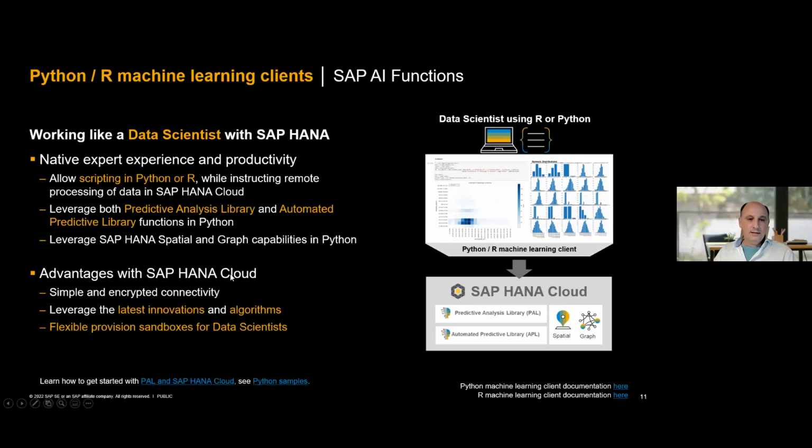This machine learning client in Python also adds spatial and graph capabilities, especially for importing graph data and spatial data or creating a graph workspace. And again, with these Python and R machine learning clients, it's very easy to connect against the HANA Cloud instance. You can always then leverage the latest innovations from HANA Cloud and algorithms. And we've also seen customers using HANA Cloud to provision sandboxes for data scientists as well. So there's a good match for the scenario by provisioning HANA Cloud instances for data scientists.